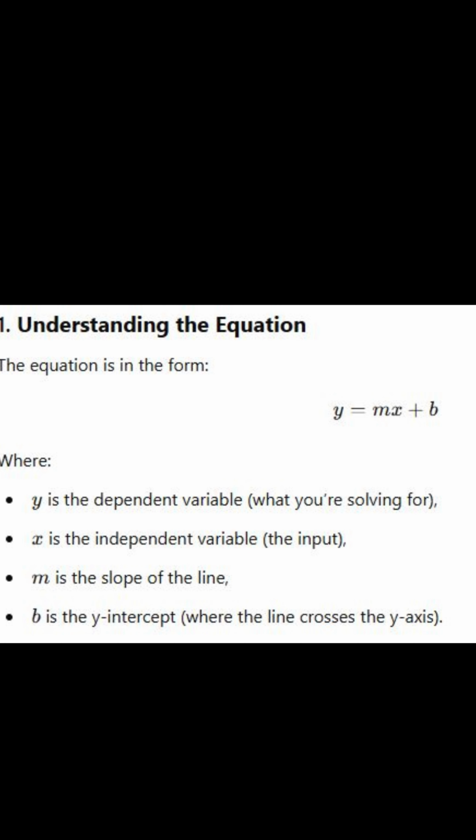Number 1. Understand the equation. It is in the form y is equal to mx plus b, where y is the dependent variable, what you are solving for. x is the independent variable, the input. m is the slope of the line. b is the y-intercept, where the line crosses the y-axis. In your case, m is equal to 3, the slope, and b is equal to 4, the y-intercept.